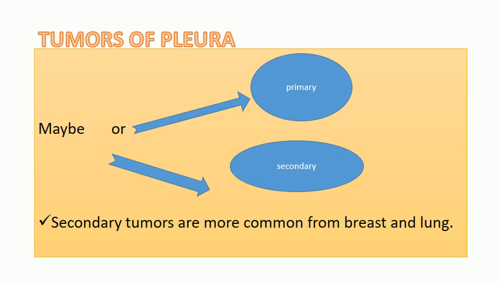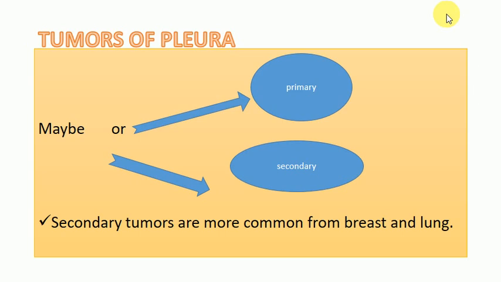The tumors affecting the pleura may be either primary or secondary. Primary means the tumor originates there without having metastasized from any other part of the body. Secondary means it is due to a metastatic process: the tumor occurred somewhere else and then metastasized to the pleura that lines the lung cavity. The secondary tumors, the metastatic ones, are common from breast and lung. It means breast cancer and lung cancer are the cancers commonly associated with tumors of the pleura as a secondary means.